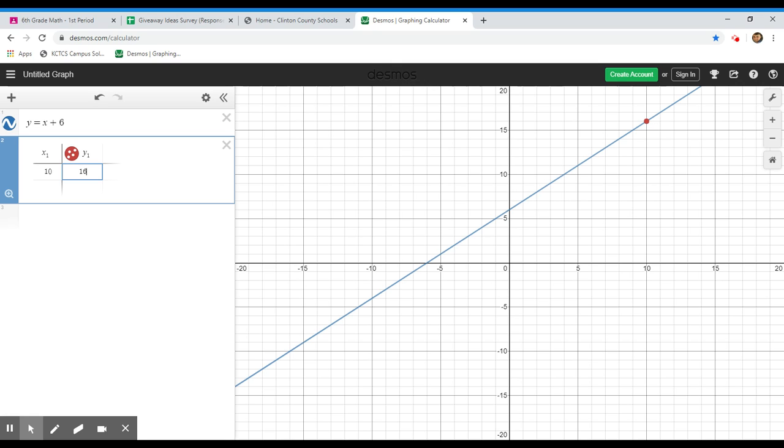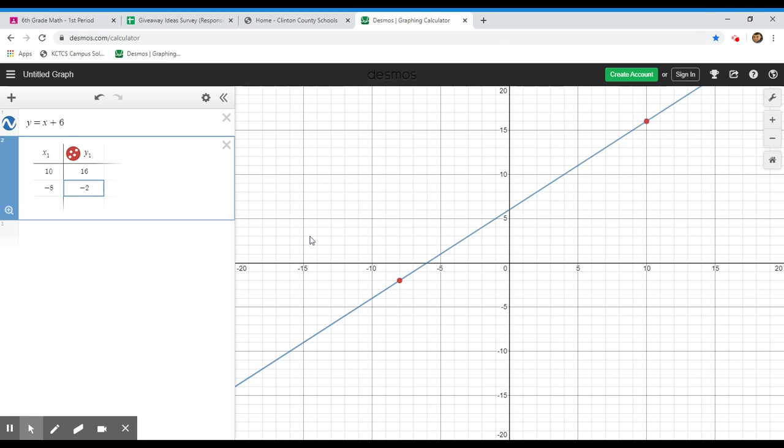Let's try another point. Let's say negative 8. So if we do negative 8 plus 6, then we are left with negative 2 for our y. As you see, that point exists on the equation and the equation line, so it would be a possible answer and possible ordered pair.